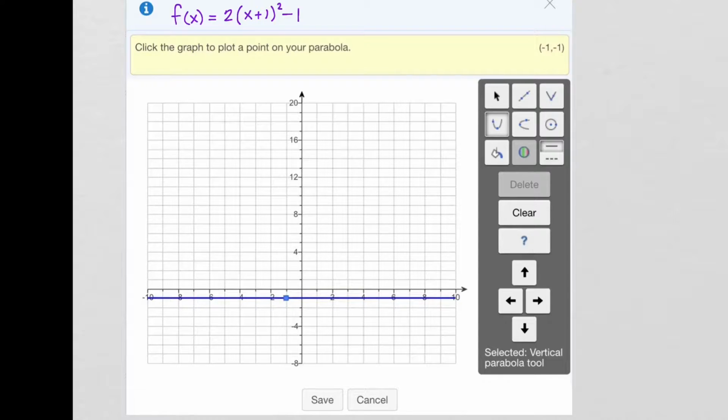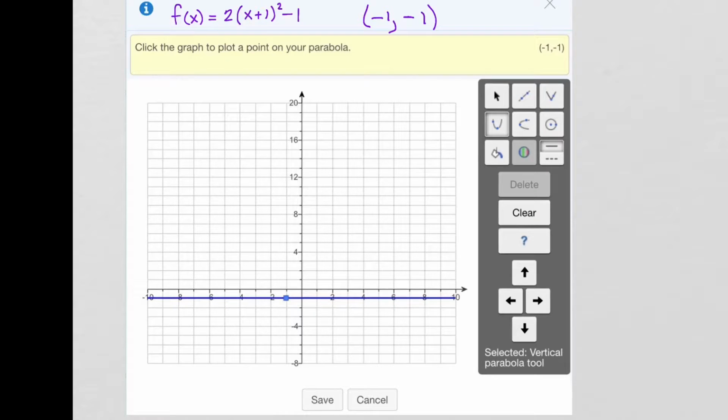Now we're graphing f of x equals 2 times the quantity x plus 1 squared minus 1. All right, so when I place this, I know that my vertex is going to be at the point where x equals -1 and y equals -1. And how do I know this? Well, let's take a look.